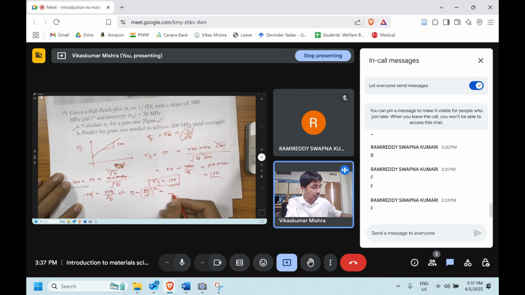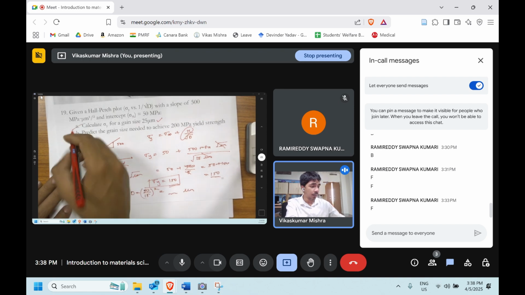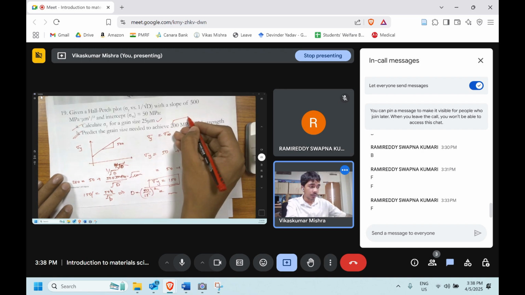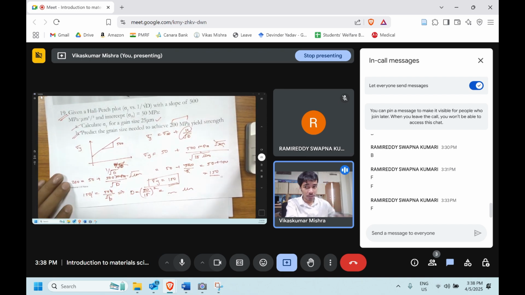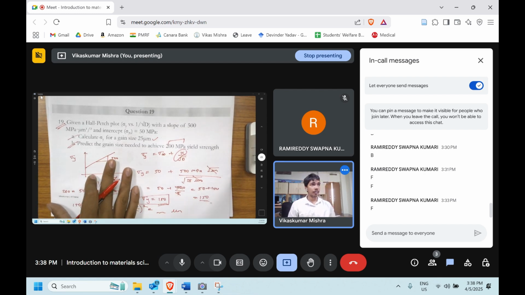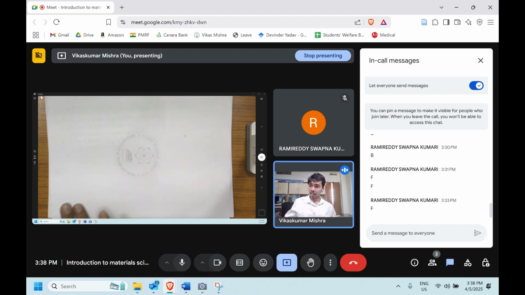We'll solve this and we'll get the value of d. Whatever value you get will be in micrometers itself, because this unit is in micrometers. So based on that we can find that that much grain size is required to get the yield strength of 200 MPa. I hope it's clear. If not, let me know. We'll solve it again. If it's clear, let's go to the next question.